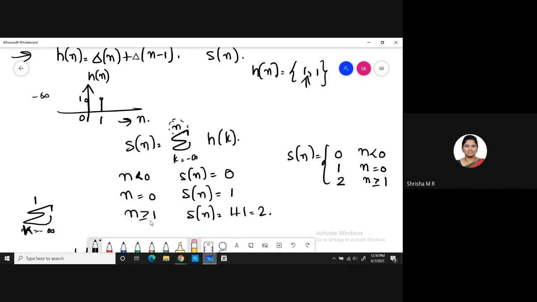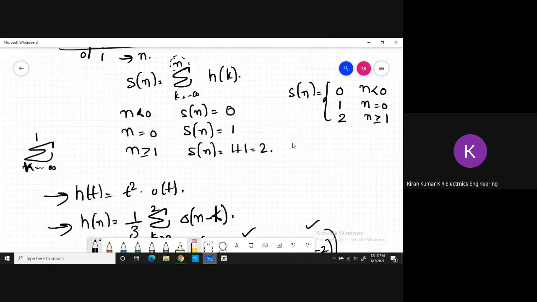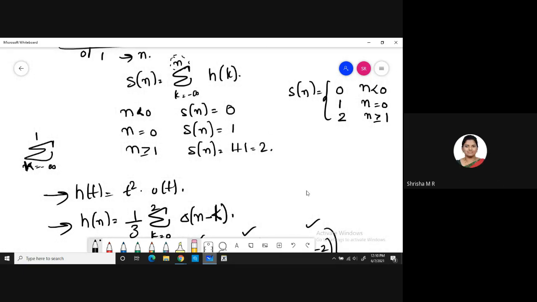From here to here, what is the summation? Got it? Okay, ma'am. So from summation k is equal to minus infinity to 0, only one sample. Minus infinity to 1 is 2 samples. So 2. Okay. Substitute it in this formula.